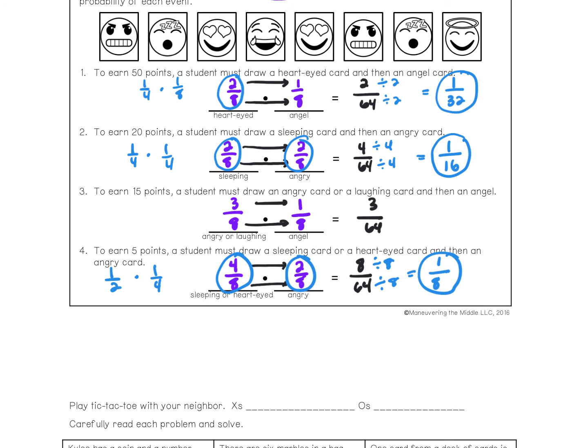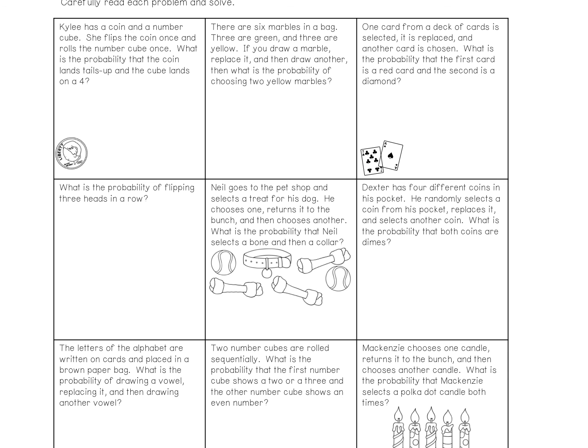So please turn to the next page. I would like you to try this on the back. Please work on these 3 problems, and we'll discuss them. Let's just read through real quickly. There are 6 marbles in a bag. 3 are green, 3 are yellow. If you draw a marble, and here's the key, and replace it, then draw another, what's the probability of choosing 2 yellow marbles? So we'll discuss these in class and have an awesome day.